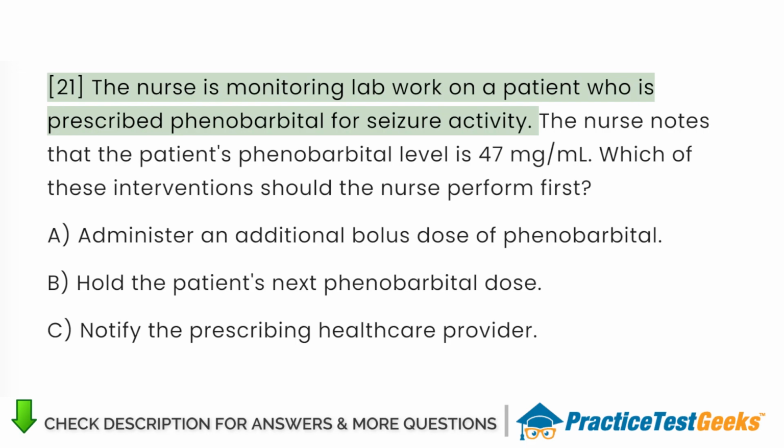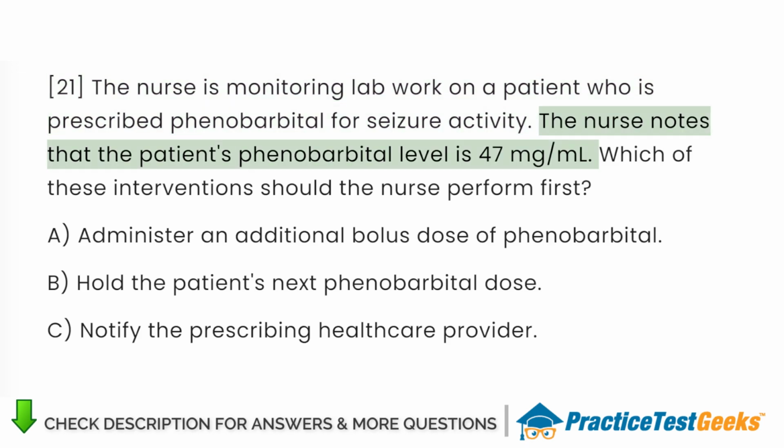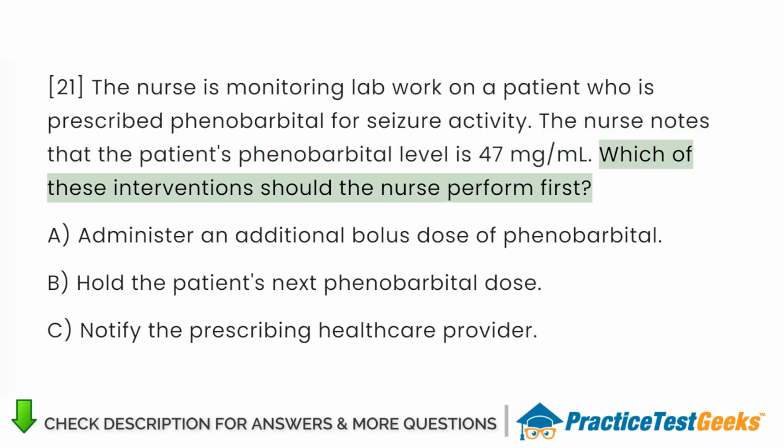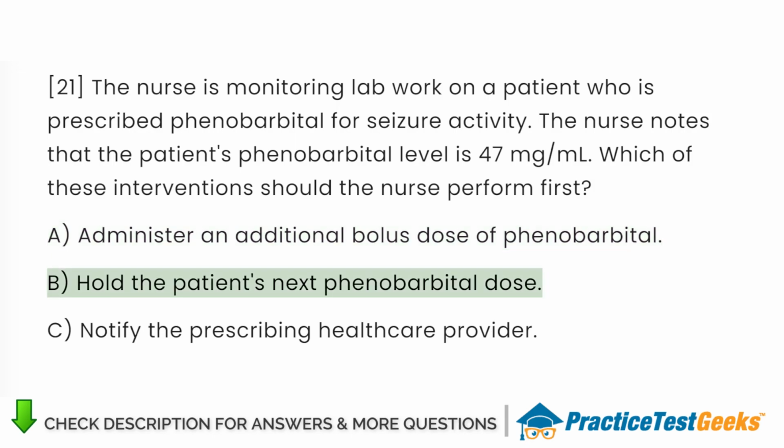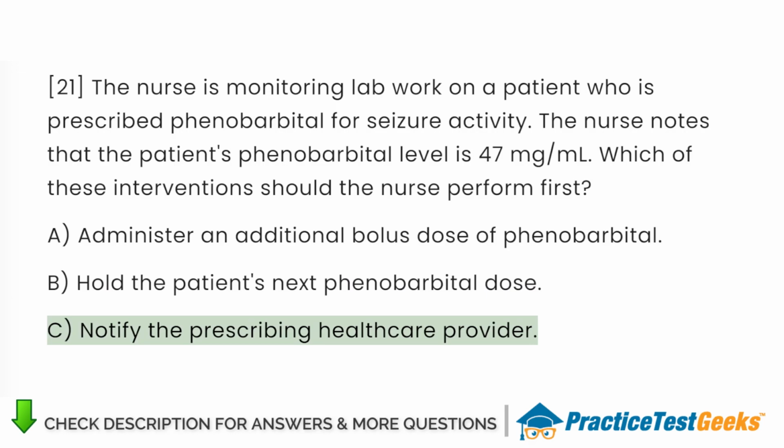The nurse is monitoring lab work on a patient who is prescribed phenobarbital for seizure activity. The nurse notes that the patient's phenobarbital level is 47 mg/mL. Which of these interventions should the nurse perform first? A. Administer an additional bolus dose of phenobarbital. B. Hold the patient's next phenobarbital dose. C. Notify the prescribing healthcare provider.